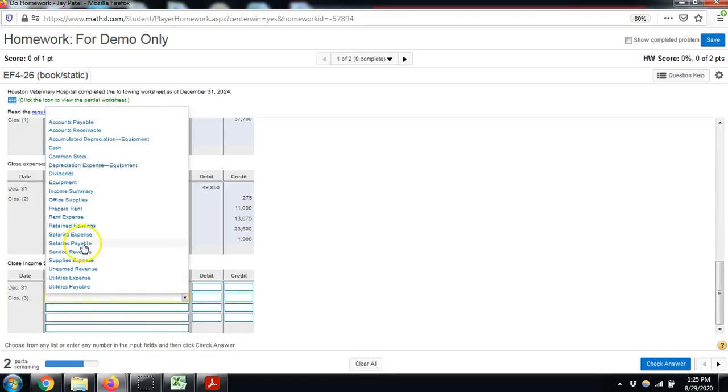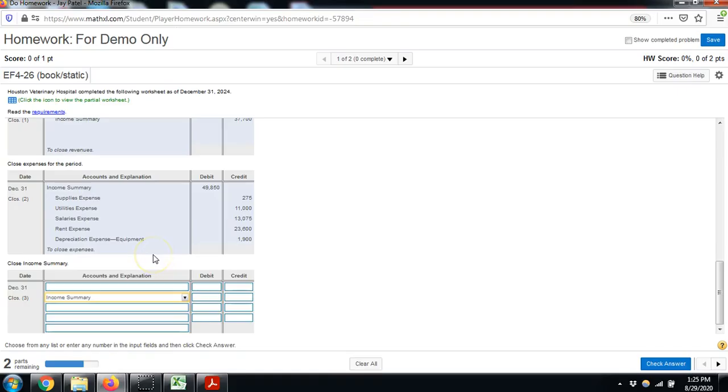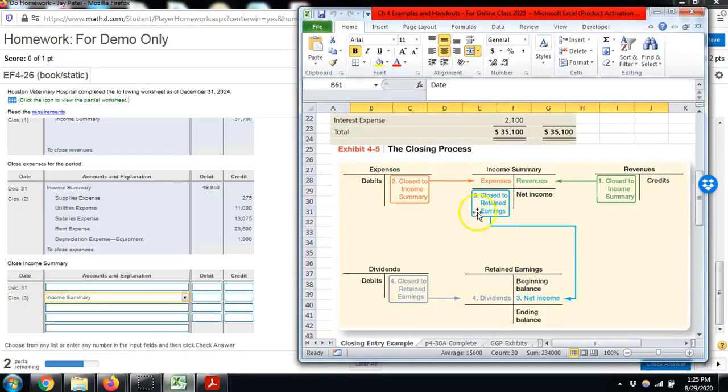So again, we're going to have to credit income summary. This is atypical. Traditionally, or more typically, there's going to be a net income, so in that case you will be debiting income summary, like in this diagram here. You see here, this blue rectangle is a debit. But in this case, since we have a net loss, in order to close income summary, we have to credit it. And so where is it going to go? We're going to basically credit net income, and that means we're going to have to debit retained earnings.